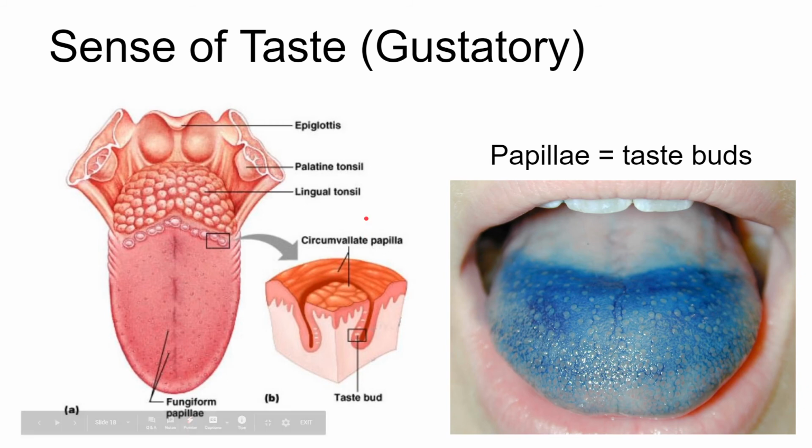Then you have gustatory, which is taste. On your tongue, you can see here all the little bumps. Those are papillae, or your taste buds. Now, taste buds are not arranged like you have a spot for sweet on the tip of your tongue and salty on the sides of your tongue and bitter in the back of your tongue. No, they're just spread out evenly all over. That idea has been shown to be false.